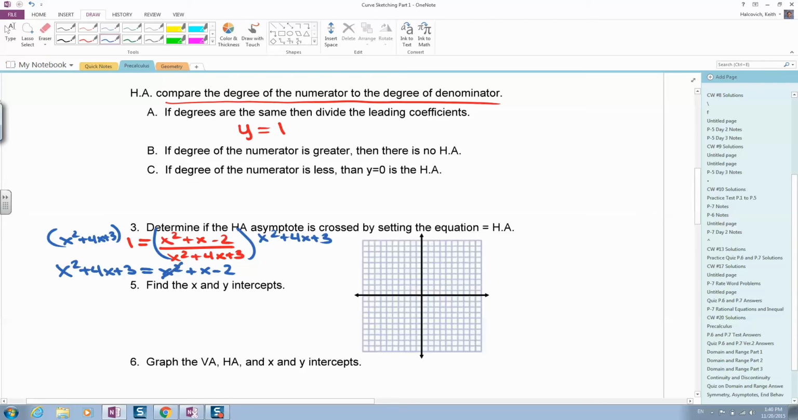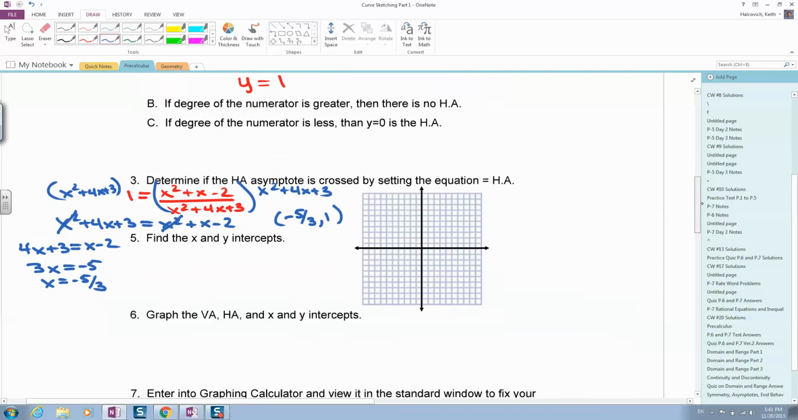Notice the x squareds are going to cancel when we subtract. So right now we have 4x plus 3 equals x minus 2. We get 3x equals -5 and x equals -5/3. So at -5/3, comma 1, that is where the horizontal asymptote will get crossed.